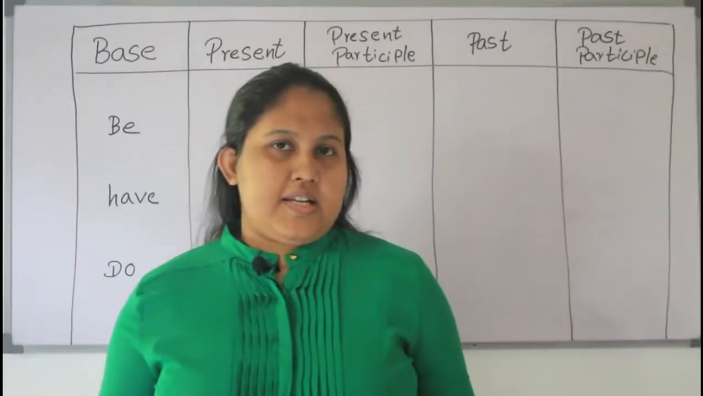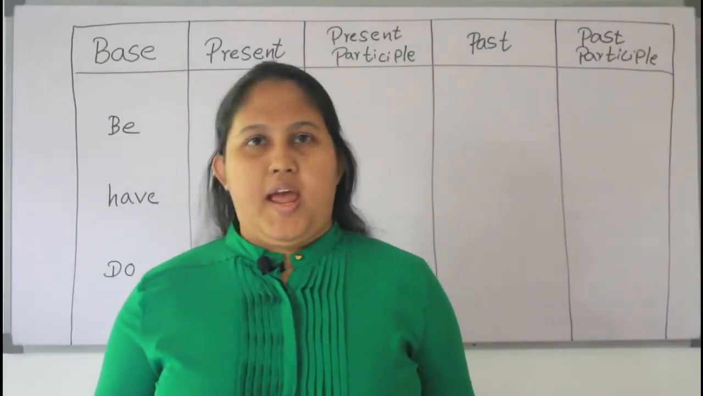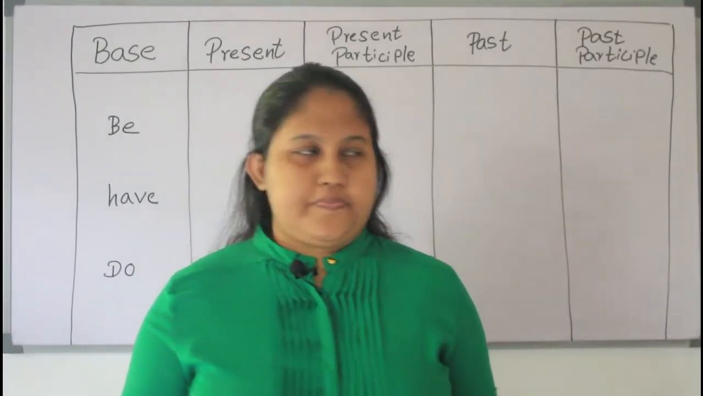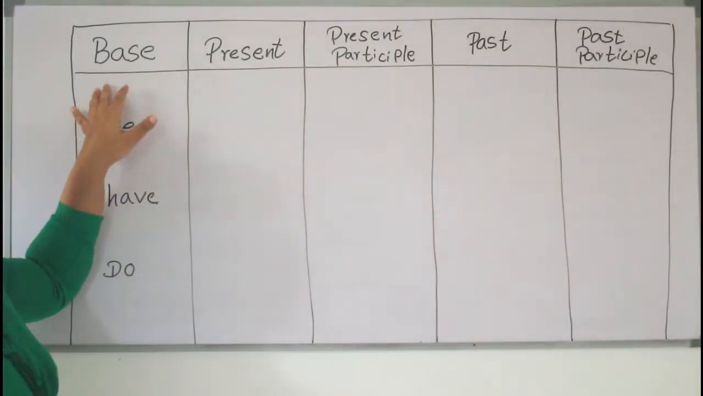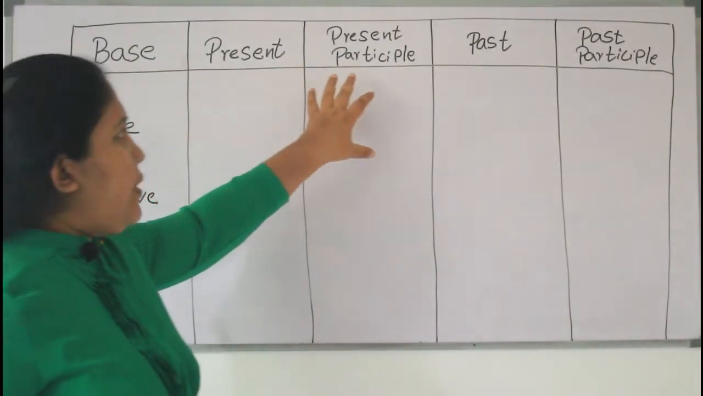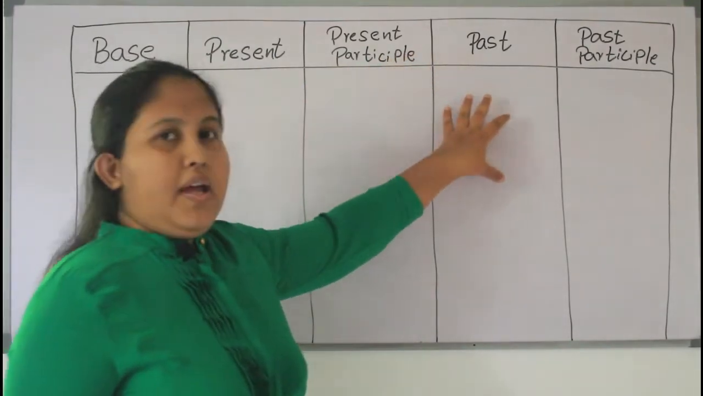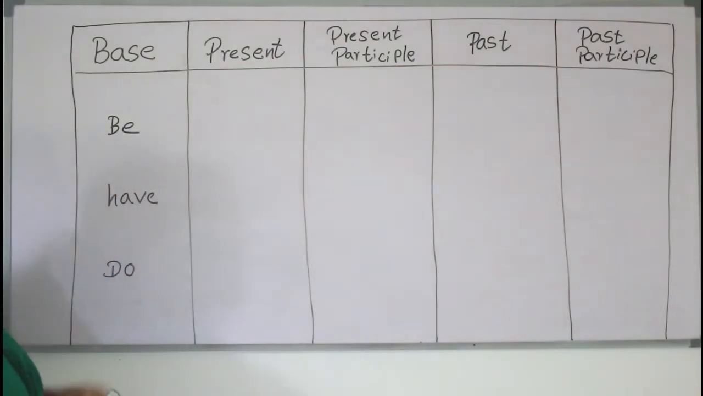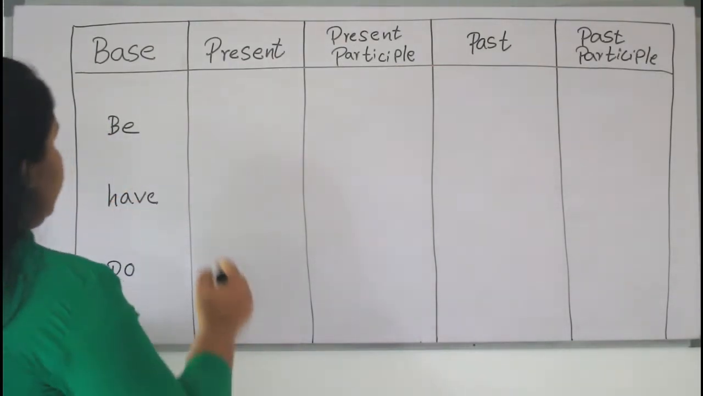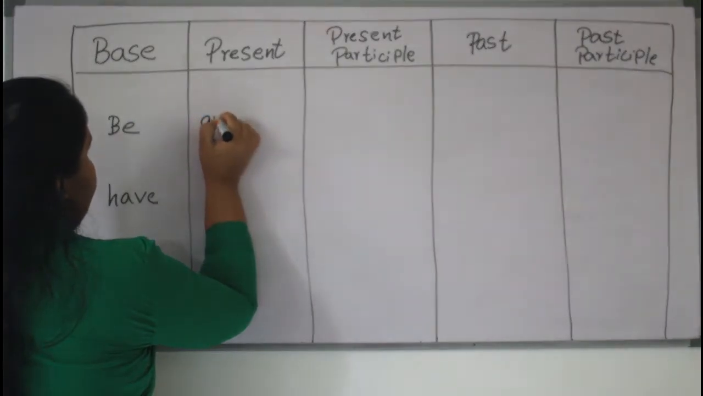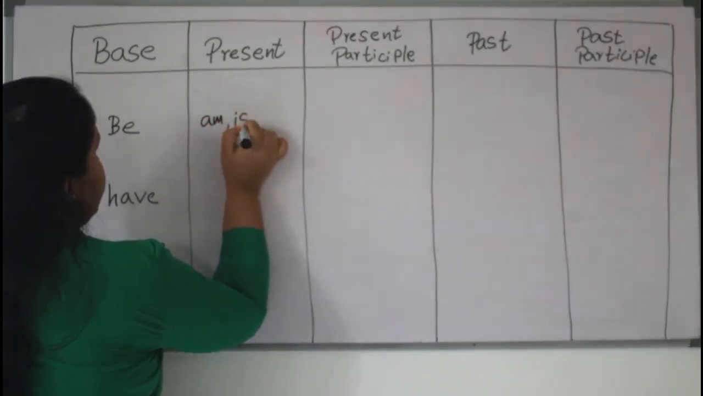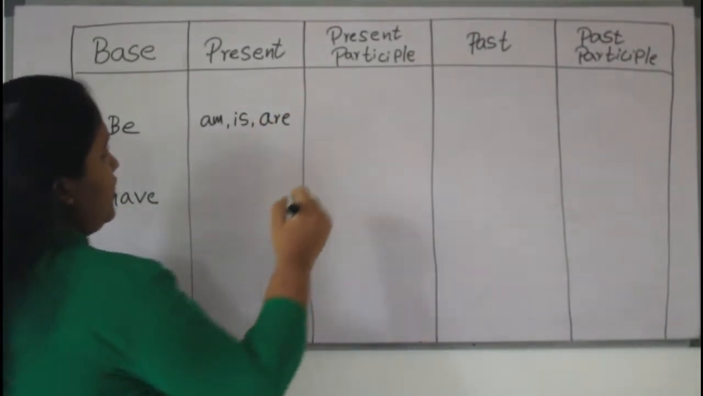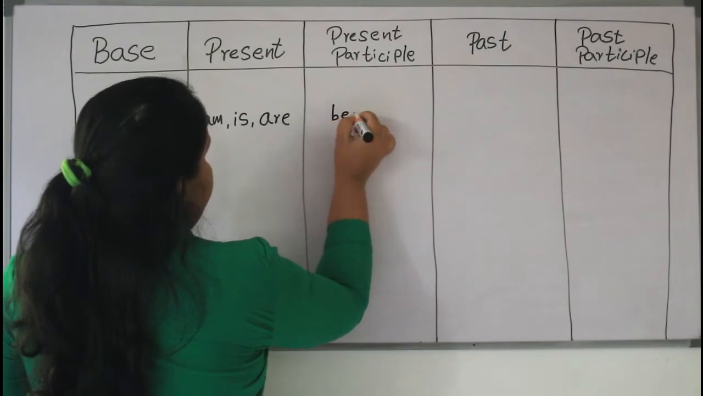The most common auxiliary verbs are be, do, have and their various forms. Auxiliaries have 5 forms of the verb: base form, present form, present participle form, past form and past participle form. Be is a base form. So, present form of the be verbs are am, is, are. Present participle form being, be.